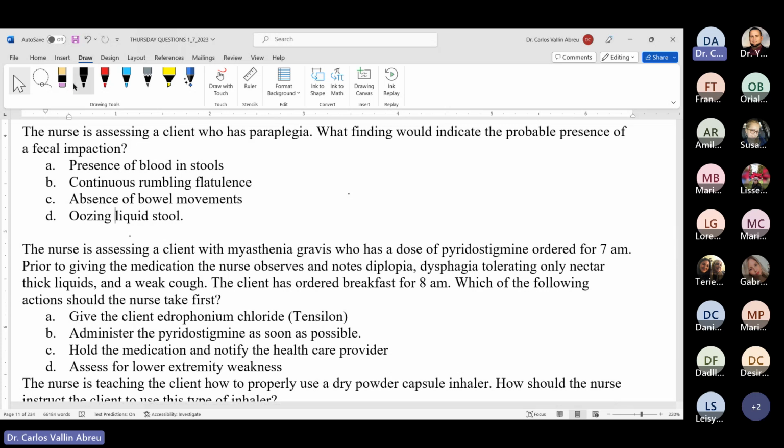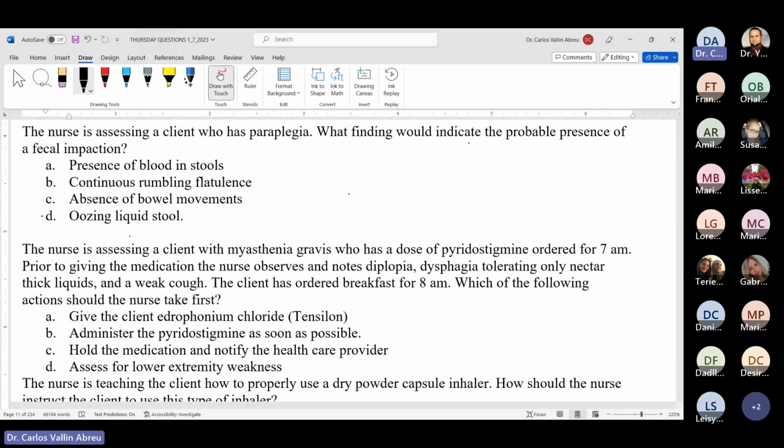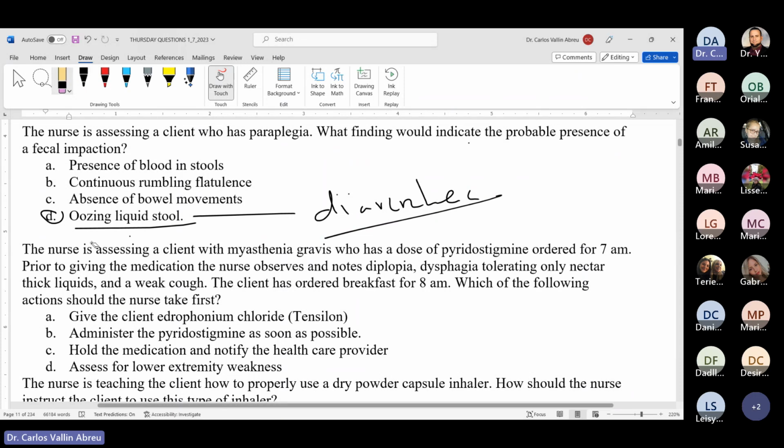So what is the answer? D. Everybody agree that it is D? Isn't this diarrhea? No, it's not diarrhea. Okay, very good. Yes, the answer is D, as in David.